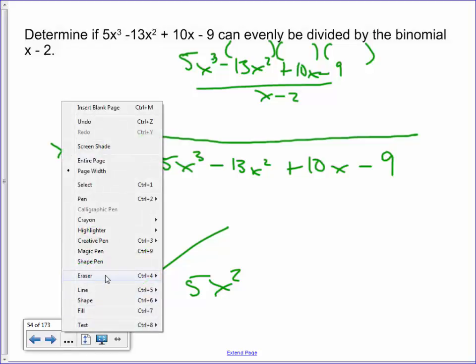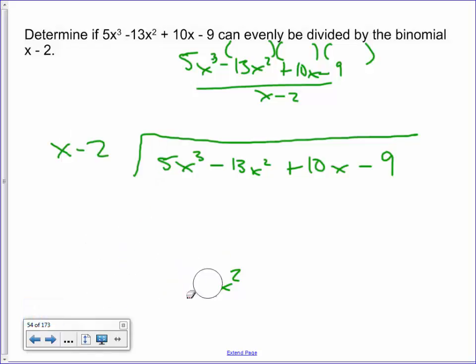Okay. Again, I'm going to example you to death here. If that didn't make sense, I will do more.